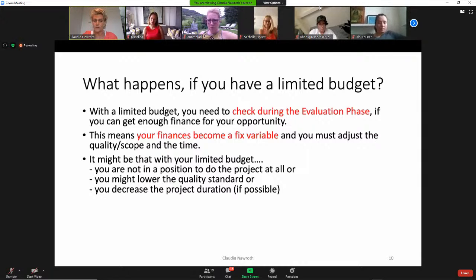Or you might have to compromise on the quality of the materials or the overall standard. Or you have to decrease the project duration if that is possible, because that might reduce some other costs, as, for example, finance costs.